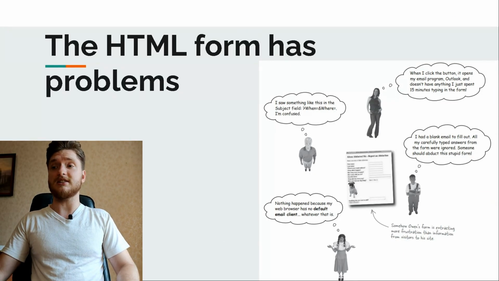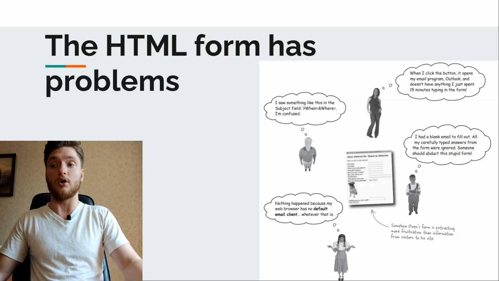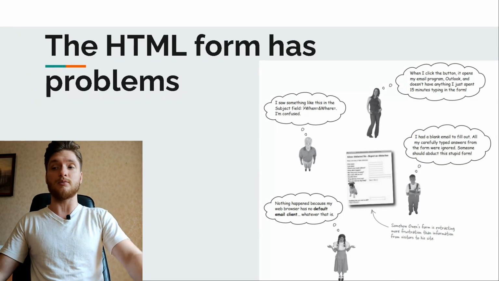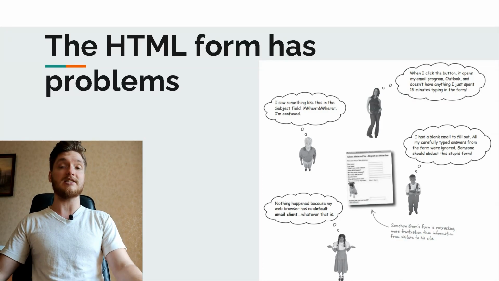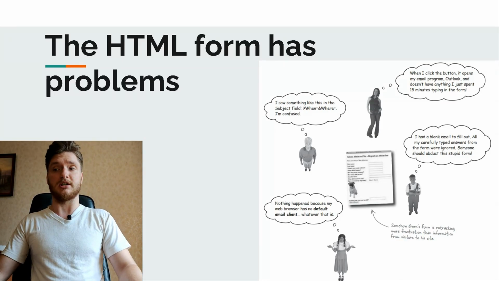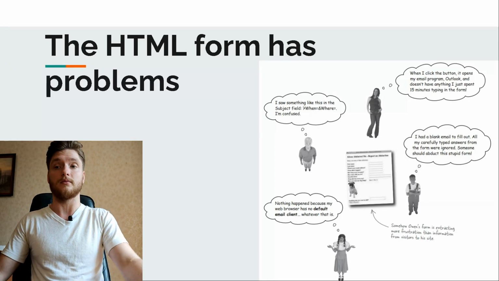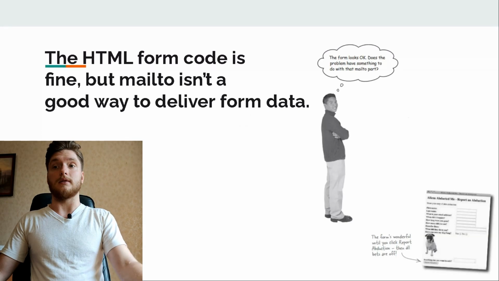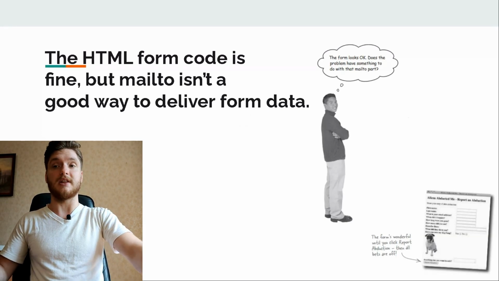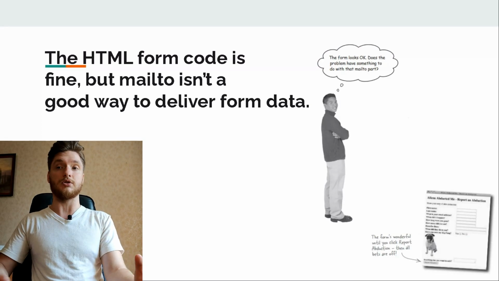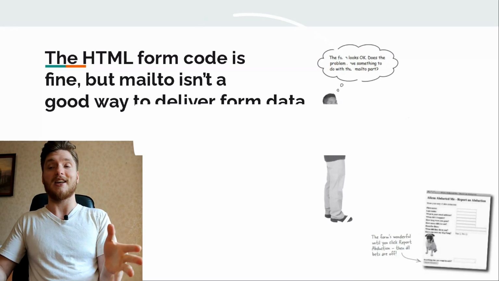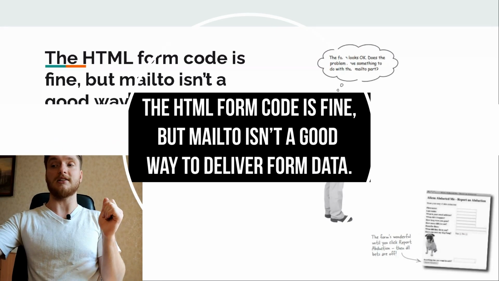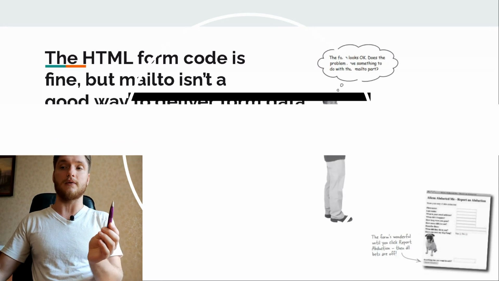Okay, you can read this, and somehow Owen's form is extracting more frustration than information from visitors to his site. What's going on here? Do you have any ideas about how to fix the form? The form looks okay. Does the problem have something to do with that mailto part? Yes. The HTML form code is fine, but mailto isn't a good way to deliver form data.